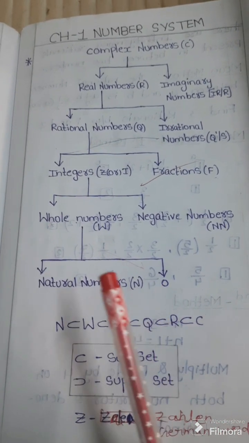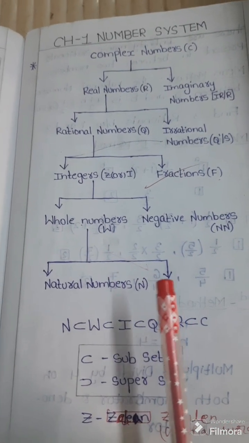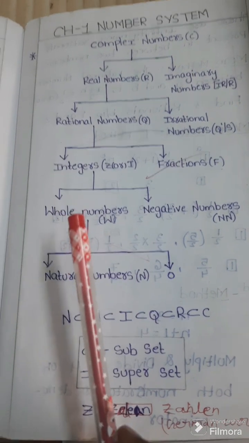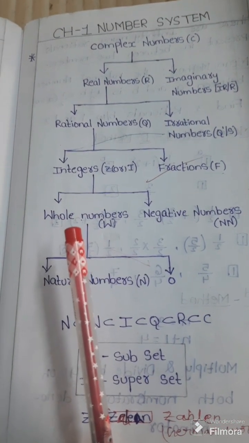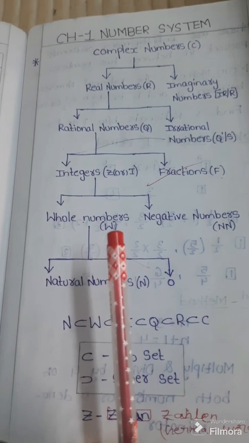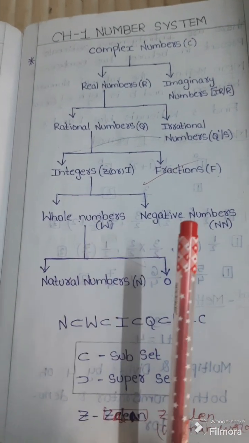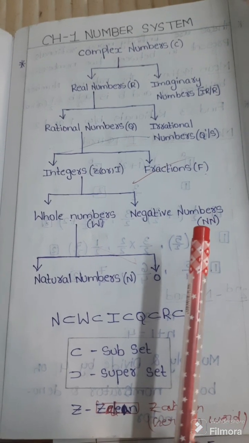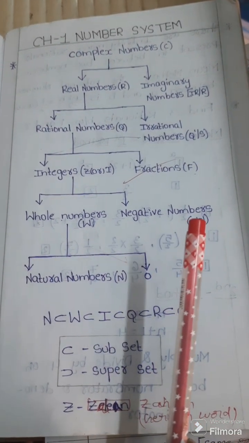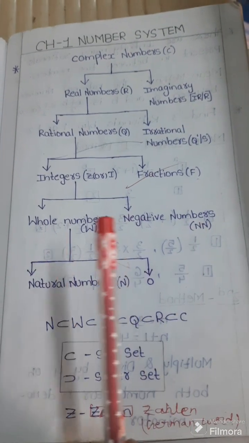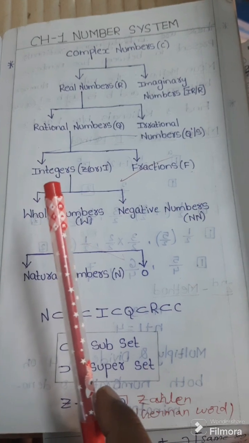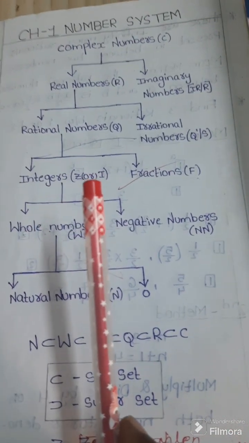Next, including 0 and the counting numbers, that means 0, 1, 2, 3, 4, etc., up to infinity, those are whole numbers, represented with W. Next, negative numbers, that is -1, -2, -3, up to infinity. Both combined are called integers, Z or I.